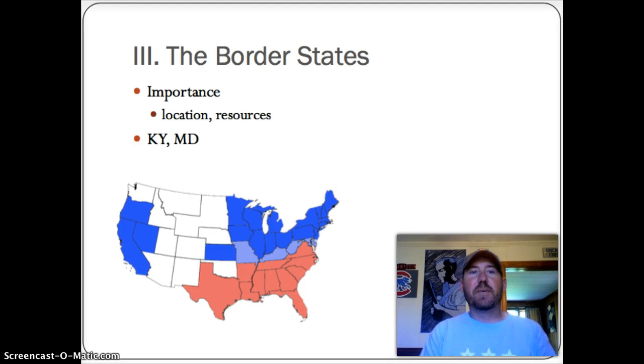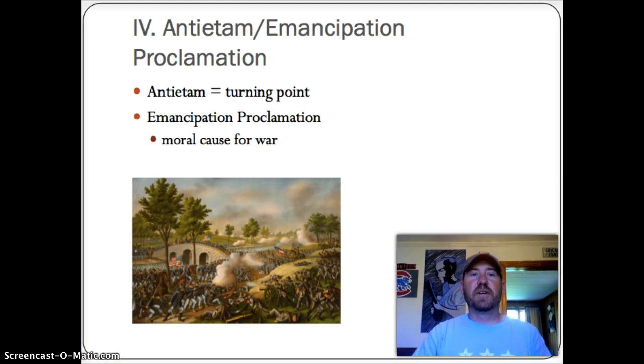Along with the North and the South, we also have border states, and they're pretty important for a couple of reasons. Number one, it's the location. We're talking about Missouri, Maryland, West Virginia, and Kentucky, and they're important because they're a buffer zone between the North and the South and the fighting forces. Also because of the resources that they're able to produce, particularly agricultural products that the North is not able to produce themselves.